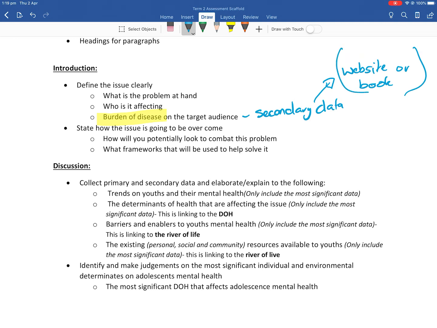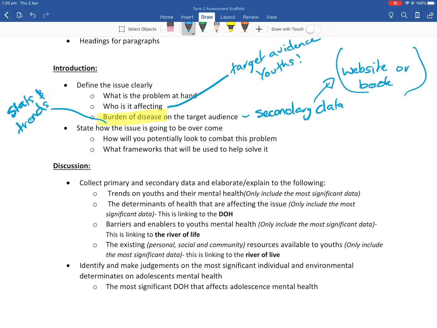Alright, so in the introduction, you need to define the issue clearly. So, what is the problem? Who is it affecting? This is your target audience. And as we already know from reading the assignment, it's about yous, so yourself. Alright, burden of disease on the target audience. This burden of disease will probably be around stats and trends in regards to use.